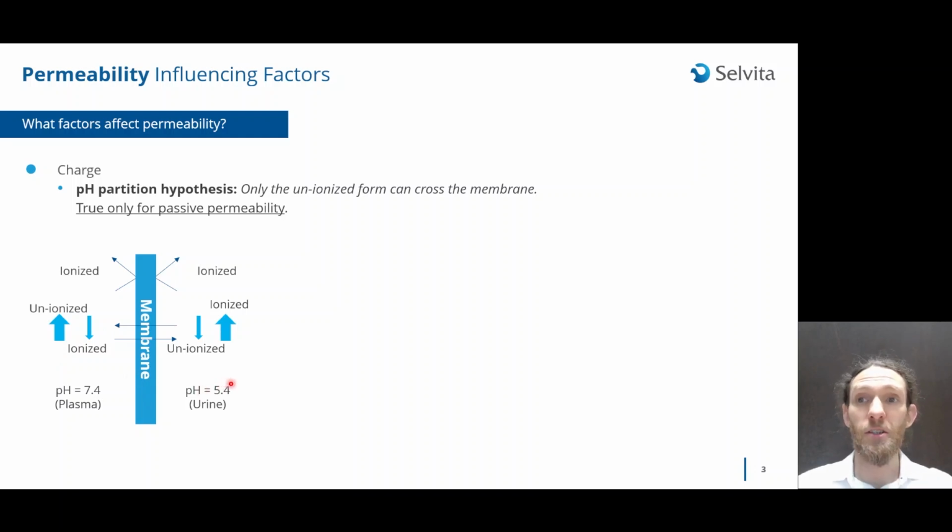An ionized form cannot cross because it's very polar. Urine is slightly acidic, with a pH of 5.4. So a basic compound will be mostly ionized in this environment and cannot cross the lipophilic membrane.